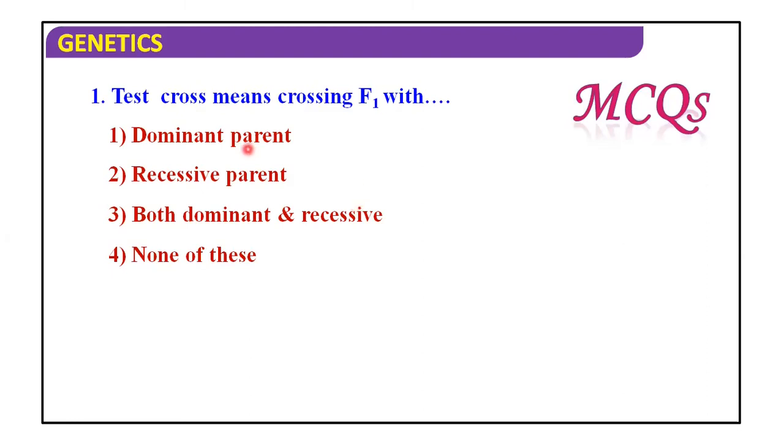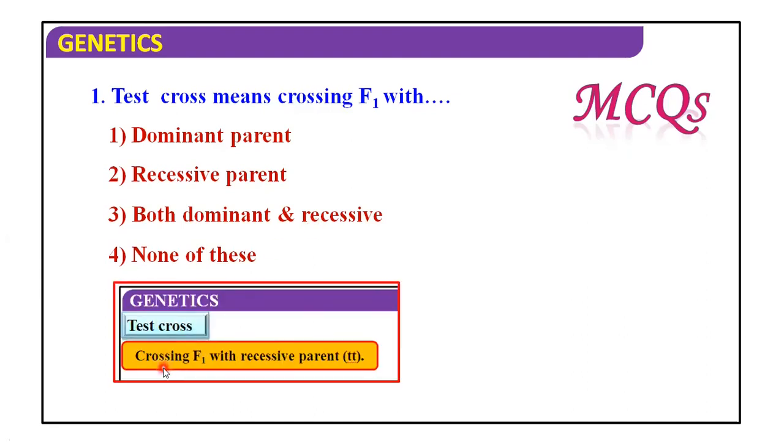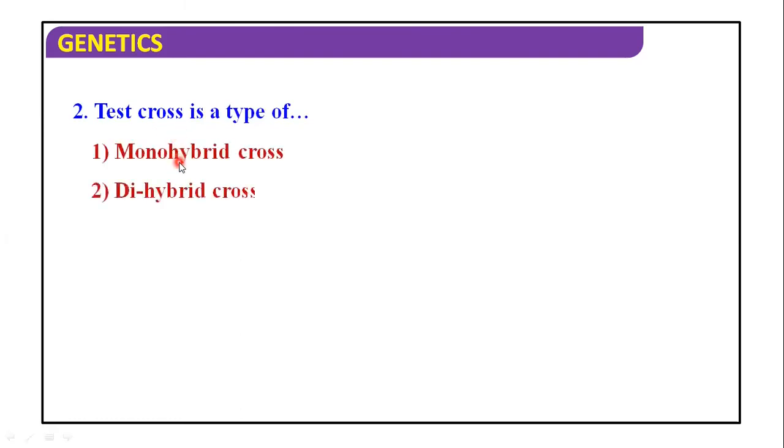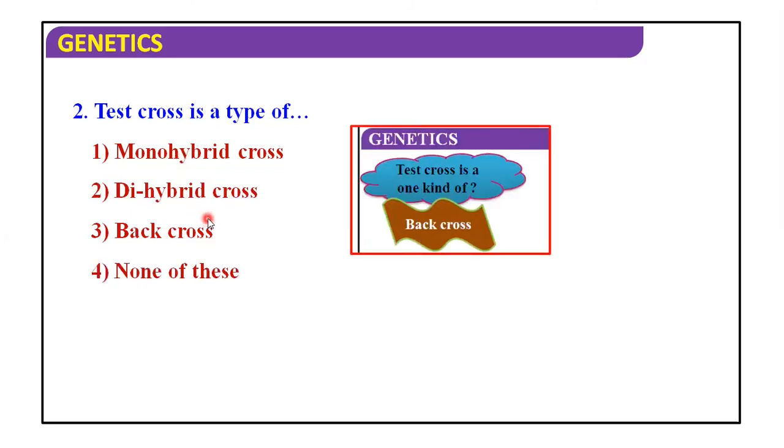Now, we will see about the MCQ. Test cross means crossing F1 with dominant parent, recessive parent, both dominant and recessive, or none of these. See the answer, test cross is crossing F1 with recessive parent. So the option is second, recessive parent. Second MCQ, test cross is a type of monohybrid cross, dihybrid cross, back cross, or none of these. Answer is test cross is the back cross. Just now I explained. So the third option is the correct option.